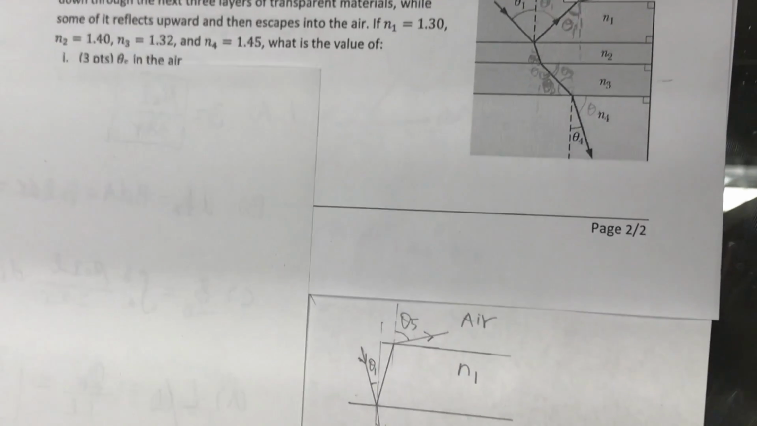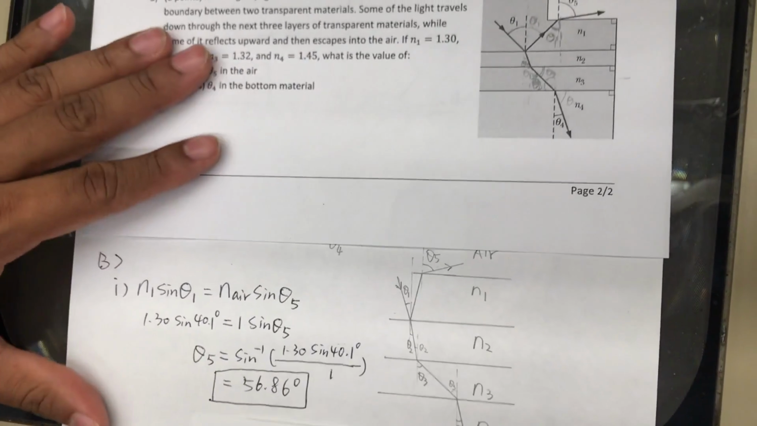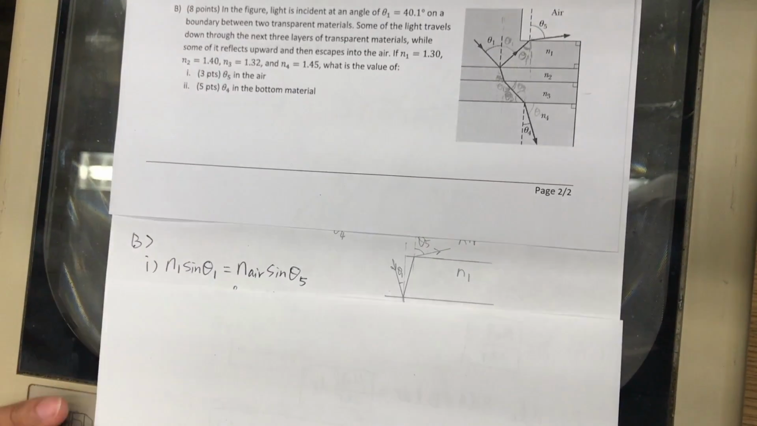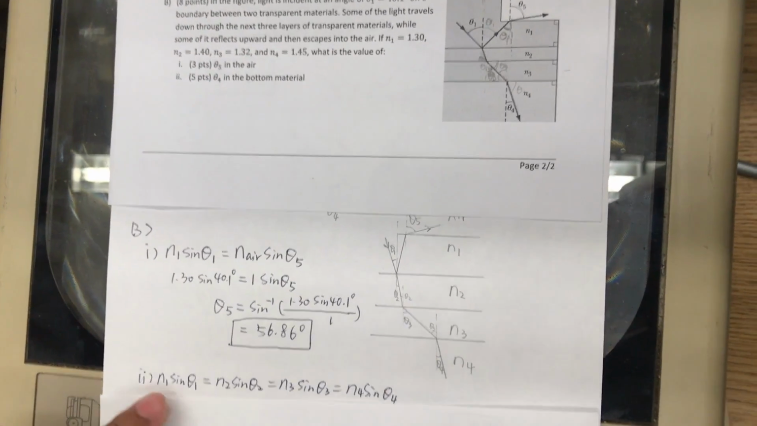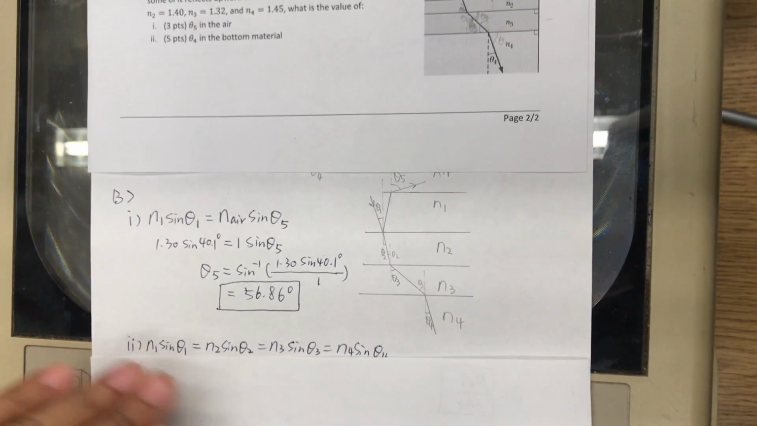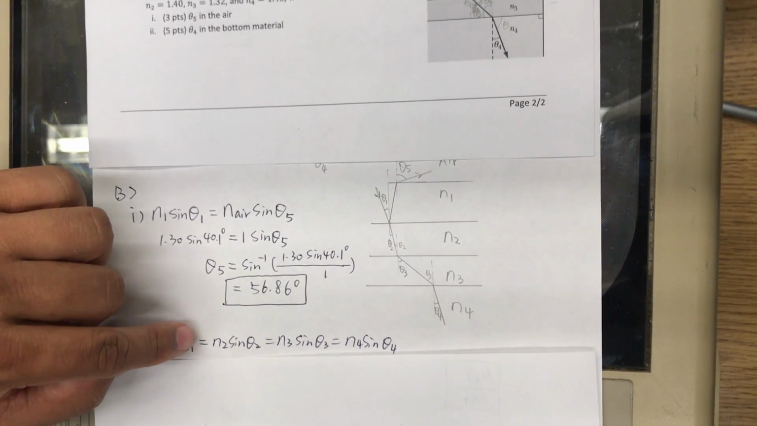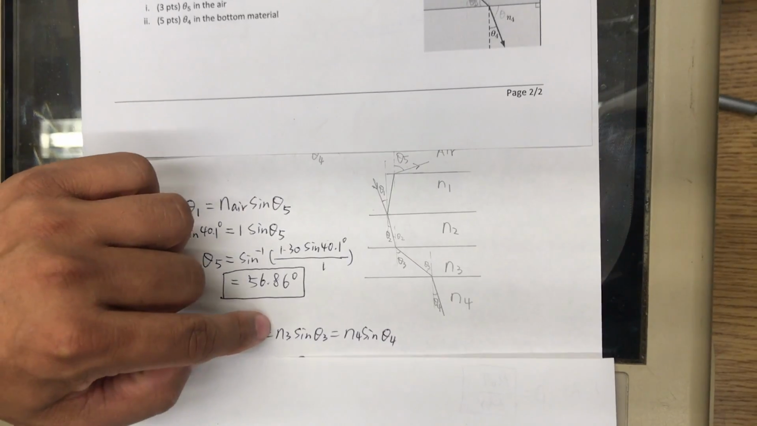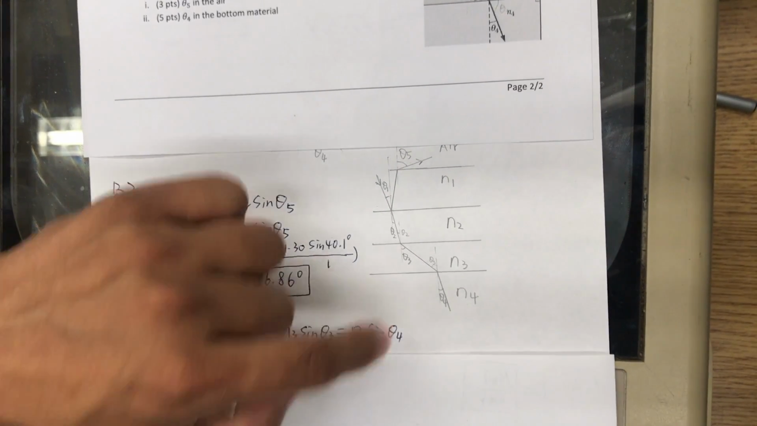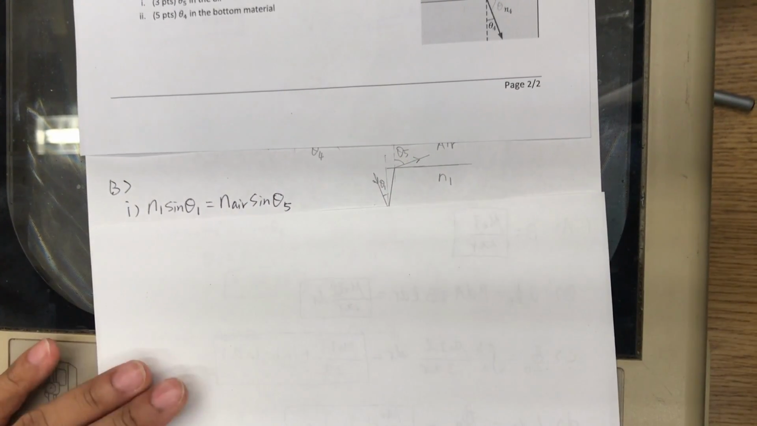So we have an interesting relationship here. Again, all this is Snell's law: n1 sine theta 1 equals n2 sine theta 2 equals n3 sine theta 3 equals n4 sine theta 4. We will come back to that in a second.